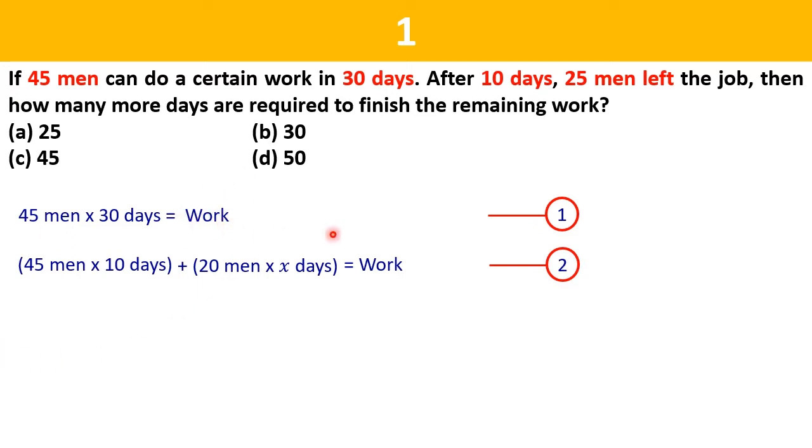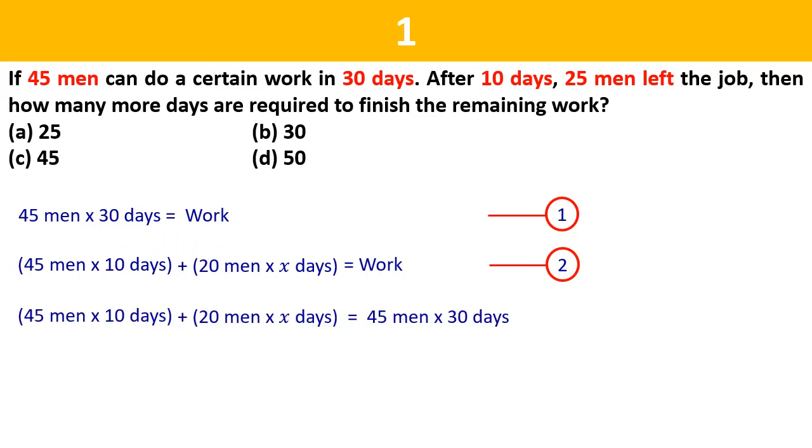As the right hand side of both the equation is same, that is work, we can equate their left hand sides. So I can write as 45 into 10 plus 20 into X is equal to 45 into 30. Solving this particular equation, we can determine the value of X, which comes out to be 45 days. So after 10 days, if 25 men left the job, then the remaining men need to work for another 45 days to finish the work.